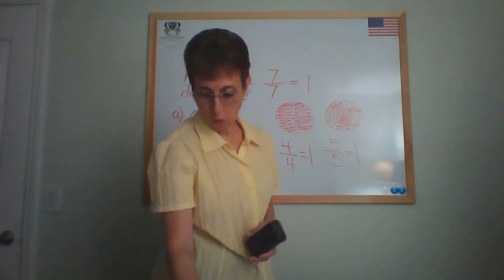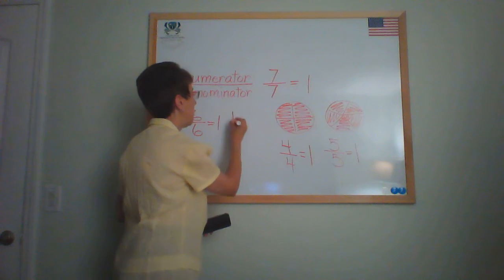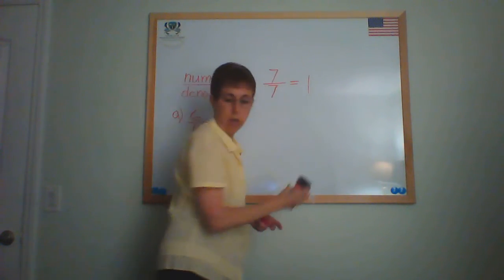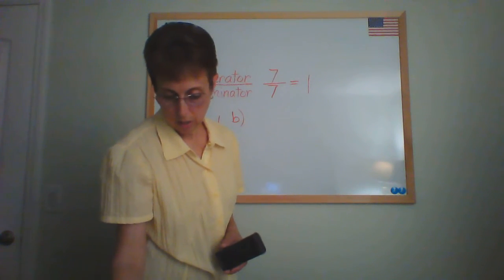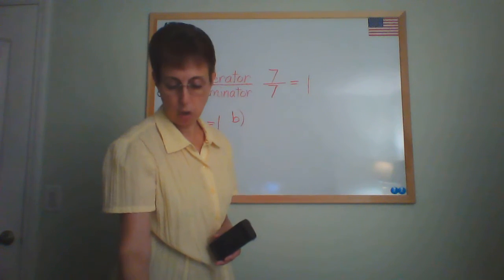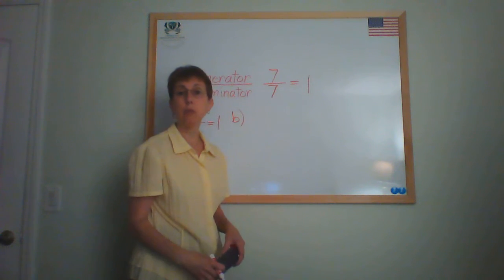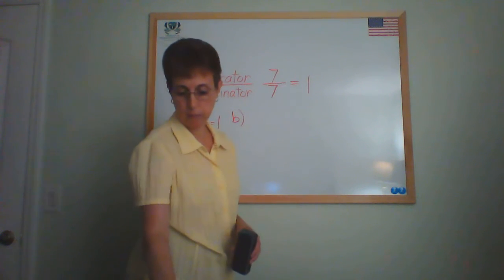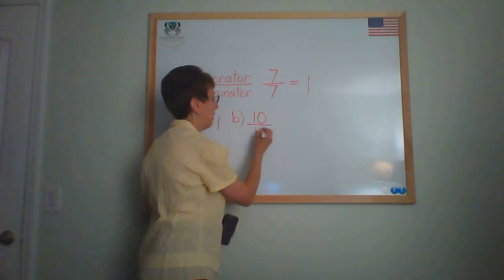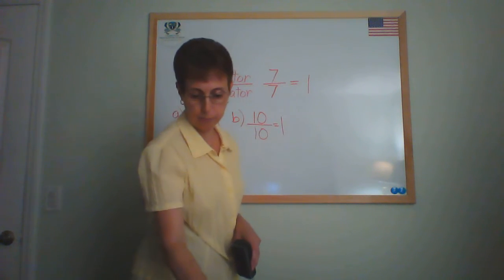Let's go to B. Which of these fractions equals 1? You're given 3 choices there: 9/10, 10/10, and 11/10. Which of those fractions is equal to 1? Again, remind yourself the numerator and the denominator must be the same. Therefore, your answer is 10 tenths. 10 tenths is equal to 1.